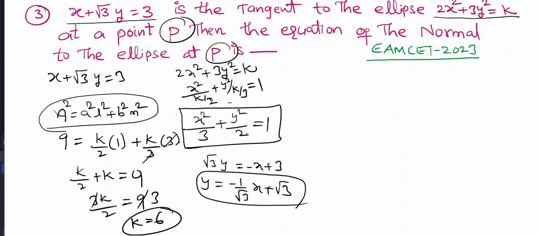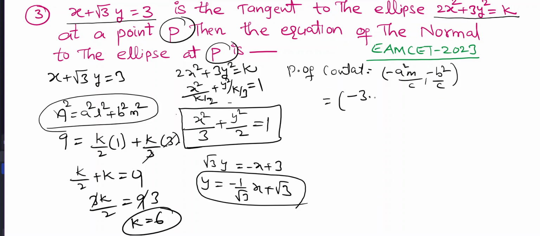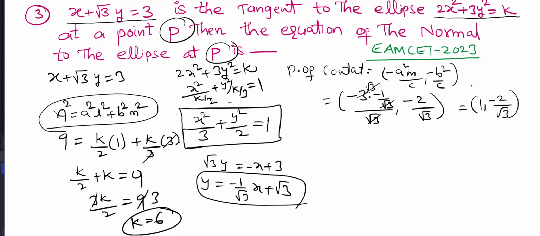The line is a tangent to the ellipse. So find the point of contact. The point of contact is equal to, this is minus a square m by c comma minus b square by c. Here that is equal to minus a square value is 3, m slope of this value is minus 1 by root 3 by c value, this is root 3, comma minus b square, this is 2 by c value is, here this is root 3. So here 3 root 3, root 3 times cancelled, that is equal to 1 comma minus 2 by root 3. This is the point x1, y1.